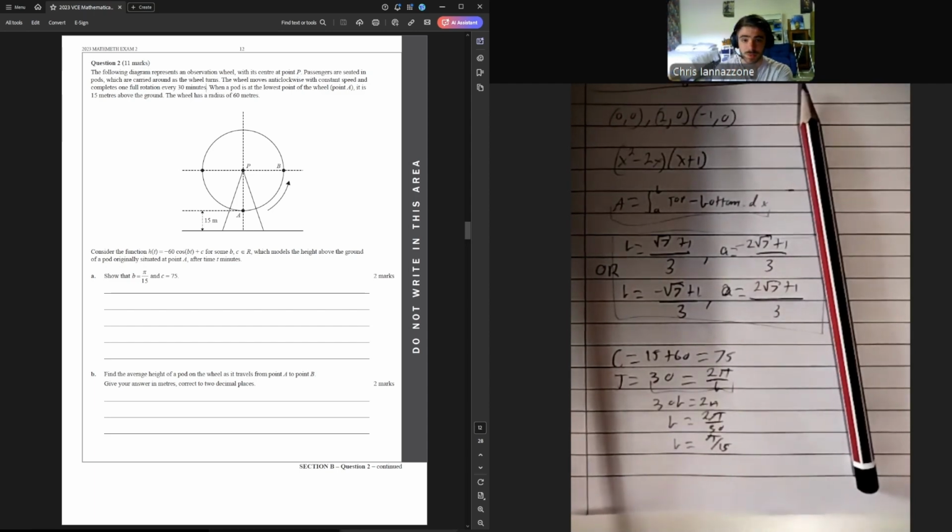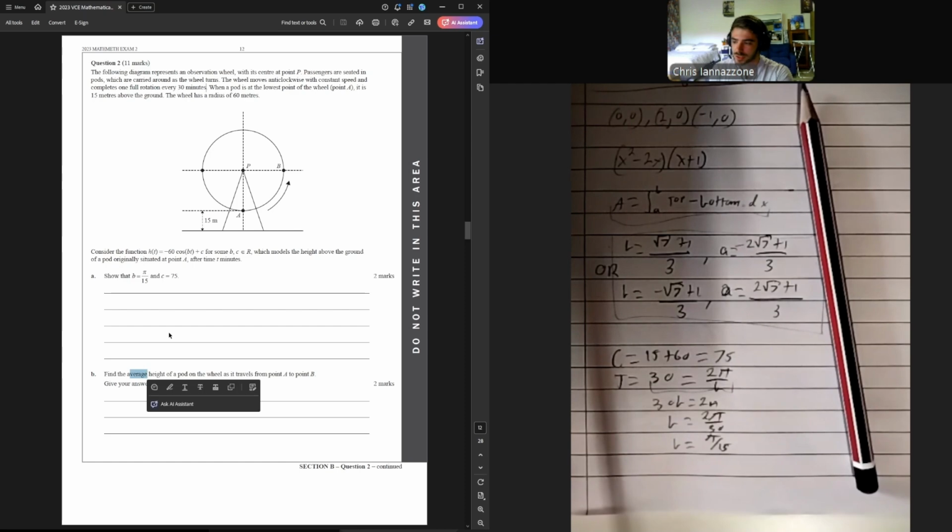Okay, this one can throw you off. So part B says find the average height of the pod as it travels from A to B. Now that's pretty important there, A to B. We kind of talked earlier about the mid-level of a circular function. That's different to the average height, specifically because it's going from point A to point B. Right, point A to point B is not a full revolution. So you have to use a very specific, different type of formula.